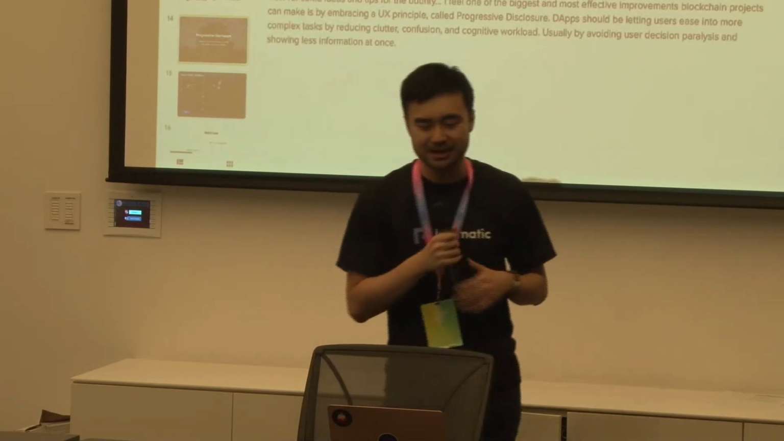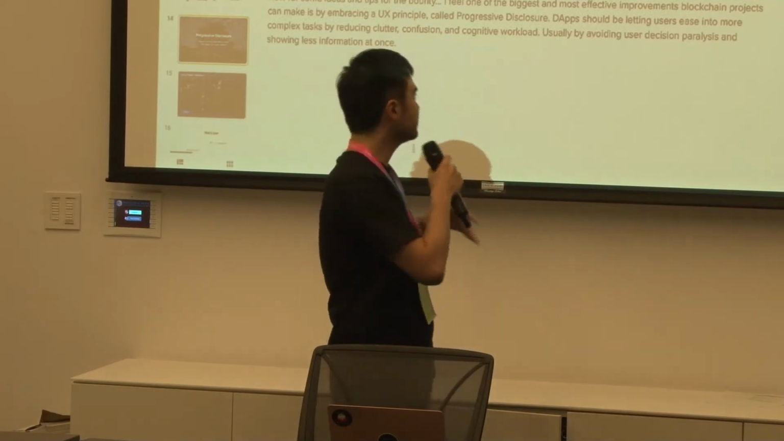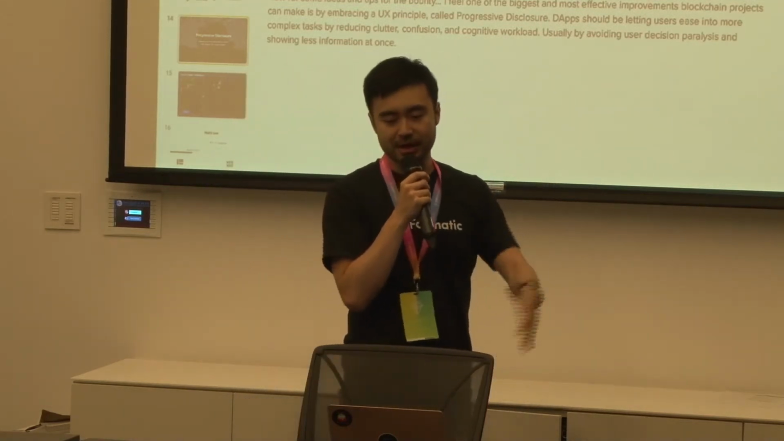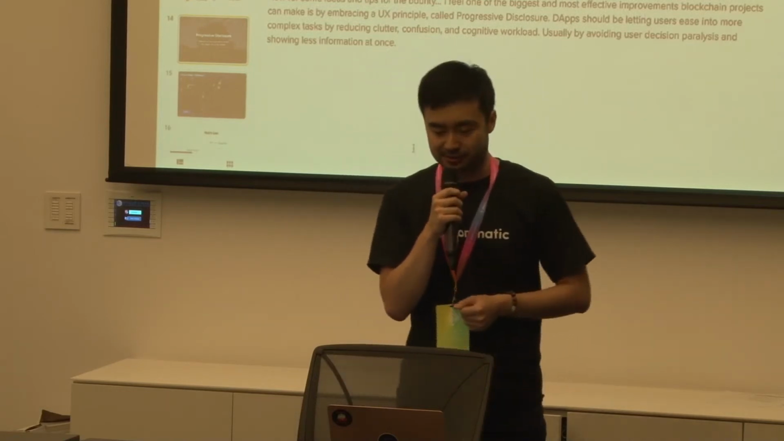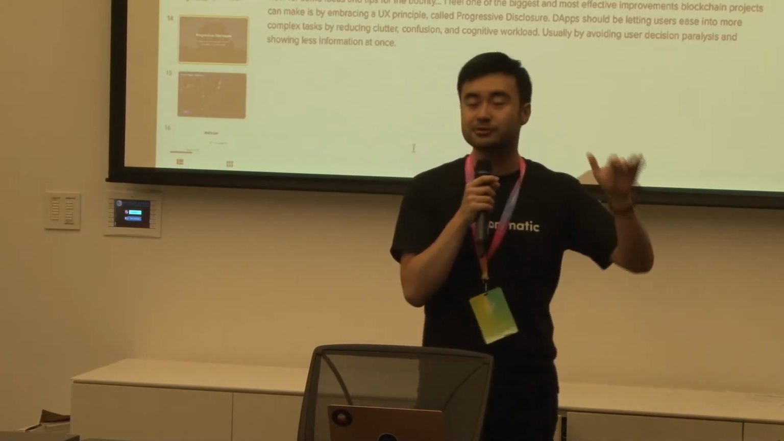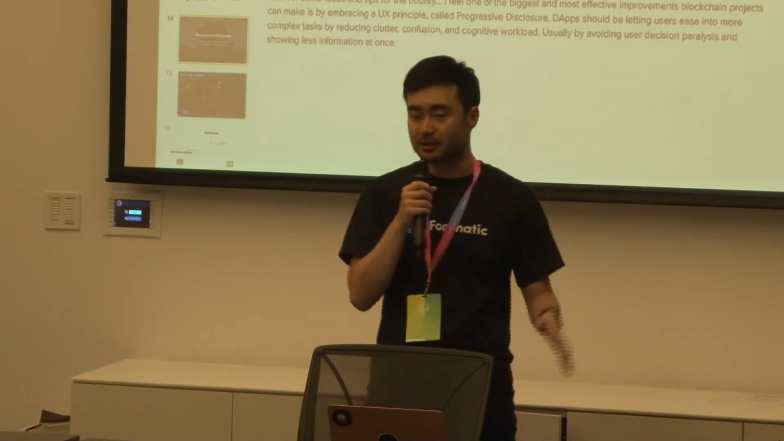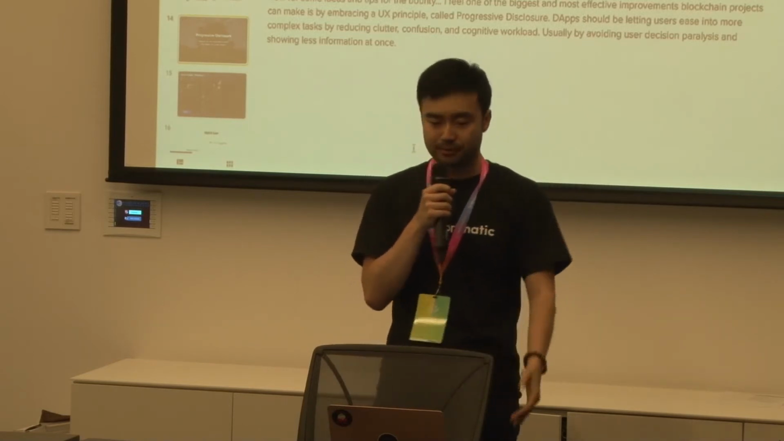Now for some ideas and tips for the bounty. I feel like one of the biggest and most effective improvements dApps can make is adopting a UX principle called progressive disclosure. dApps should be easing users into more complex tasks by reducing the clutter, confusion and cognitive workload, usually by avoiding giving users too many decisions, which causes decision paralysis, and also showing too much information at once.